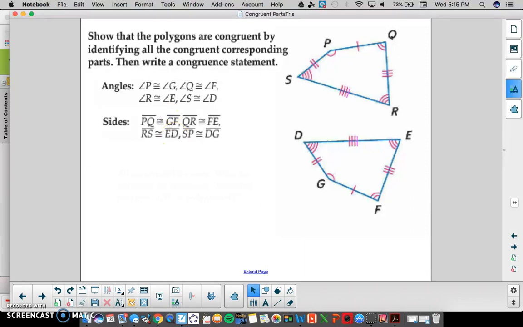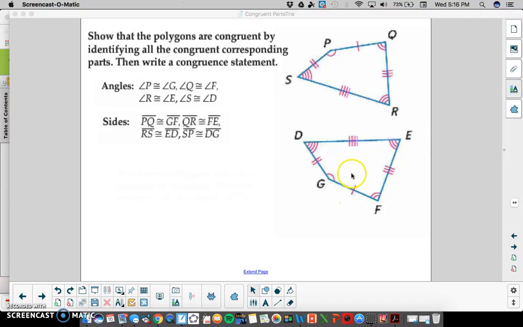We have all of our sets of sides that are congruent. GF has one dash and PQ has one dash, so those match up. They have the same number of congruent dashes. PS matches with DG. EF matches with QR, and DE matches with SR. So we can see all of those statements here that show those pieces are congruent.